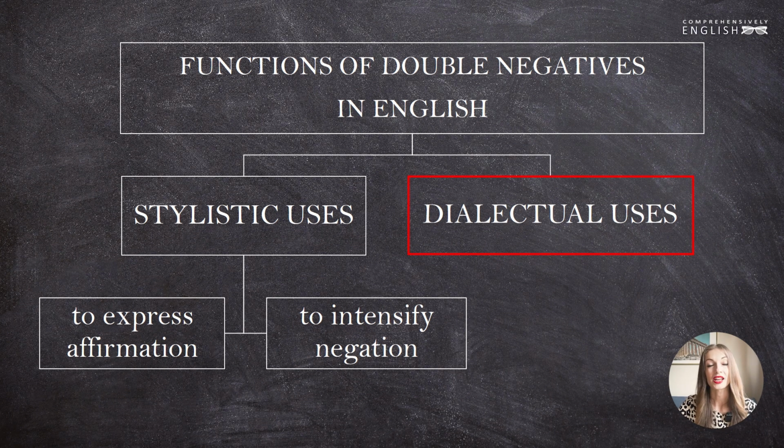Now, as we have already discussed stylistic uses, let's look at dialectual uses of double negatives in English. So as we said, standard English doesn't have negative concord, but you may have two grammatically negative components that do not cancel each other but just coexist. It is normal for some American English dialects, African American English, and also some British English dialects.